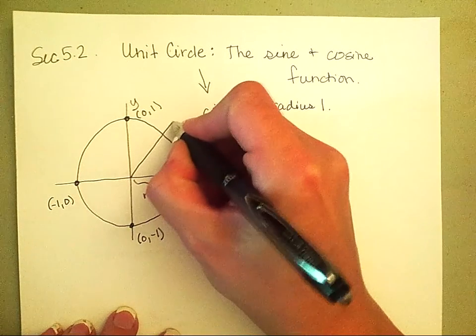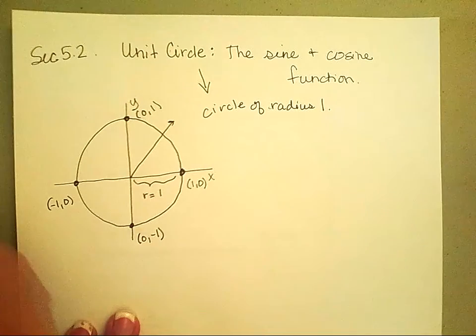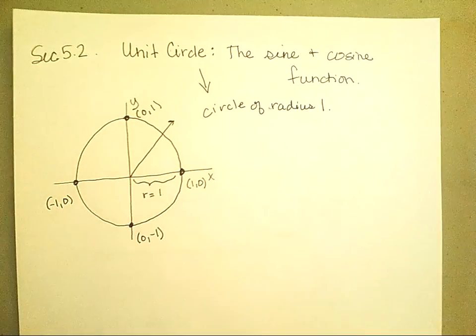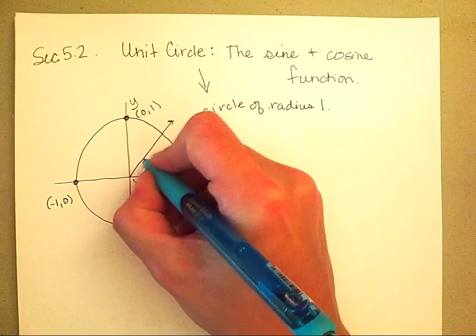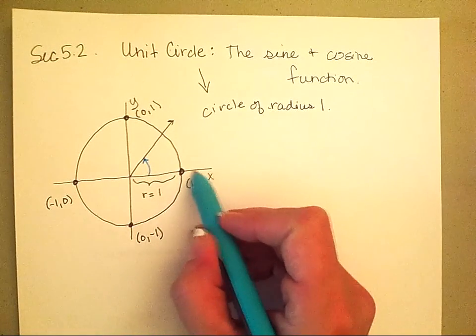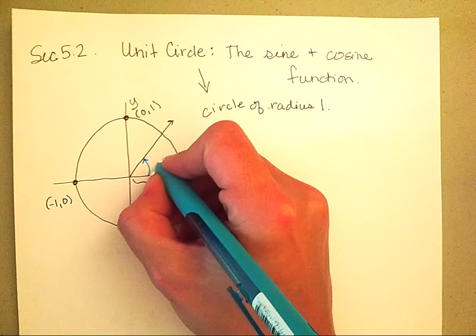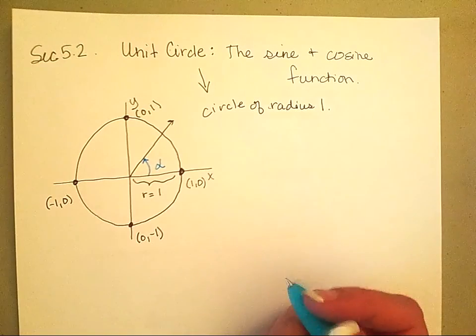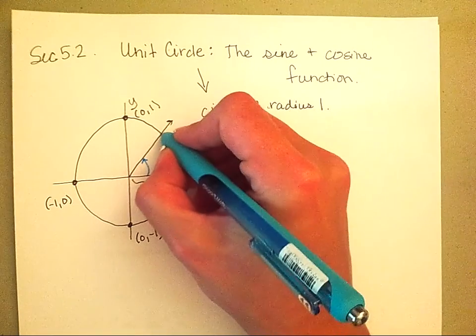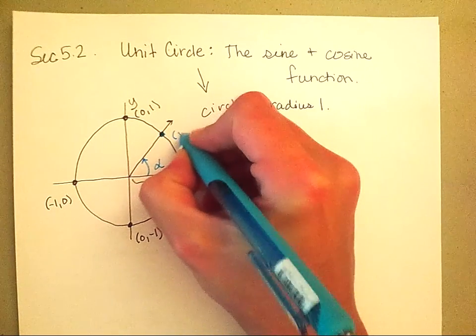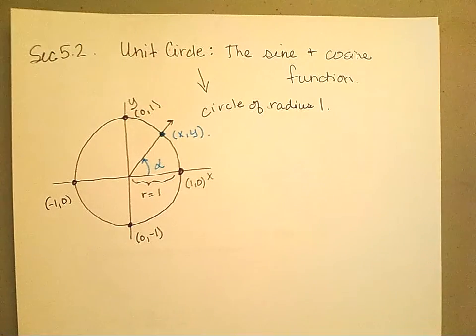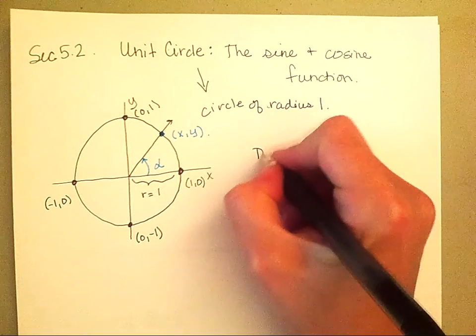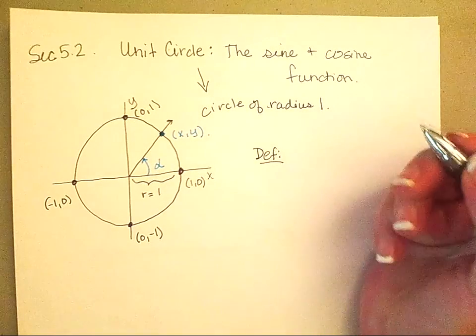So let's put in a ray, and that will cut off an angle in between the x-axis and this ray. Let's call that angle alpha. And it will cut the unit circle at this point (x, y). And why is that helpful for us? Well, then we have a few definitions.